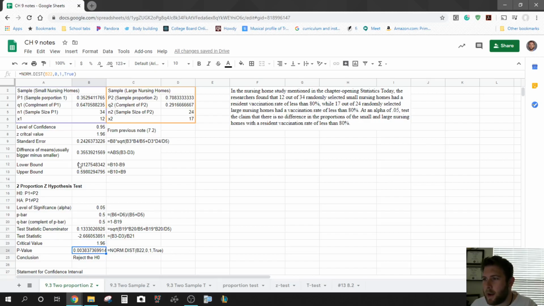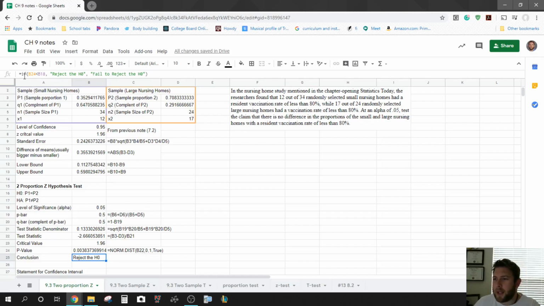The way I got that p-value is using this formula, normal distribution of B22, which is our test statistic, 0, 1, true. True meaning it's cumulative. And then I'll do an additional formula here. If you want to do it, you can. If you don't want to, you don't have to. I found it easier to do an if formula.